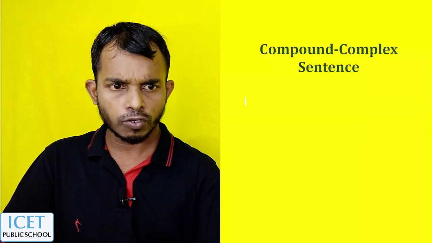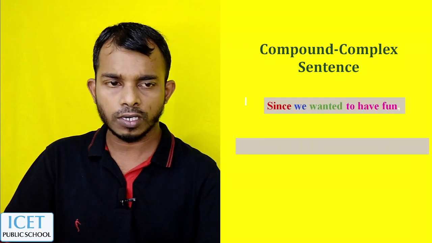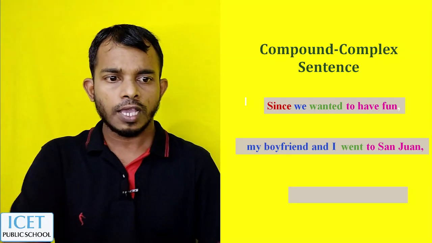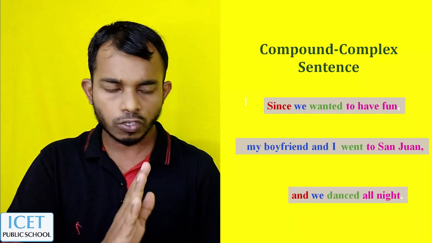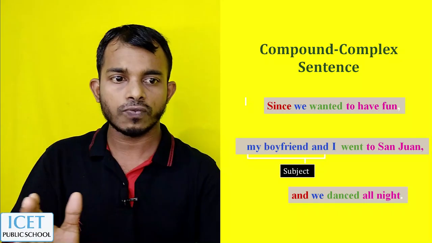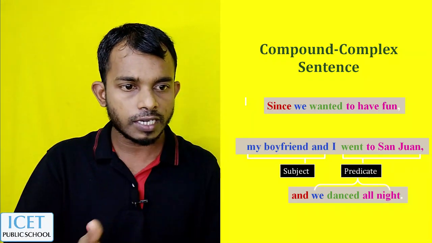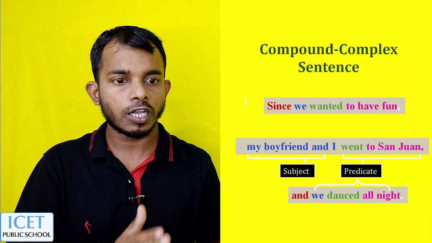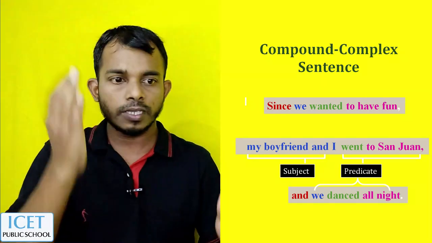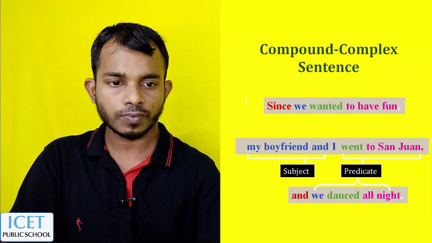Now, compound complex sentence. Since we wanted to have fun, we are looking at: my boyfriend and I went to St. John is another clause, and we danced all night is another clause. There are 3 clauses in this sentence. My boyfriend and I is the subject in the sentence, and went to St. John is the predicate, and we danced all night also is the predicate part of the sentence.